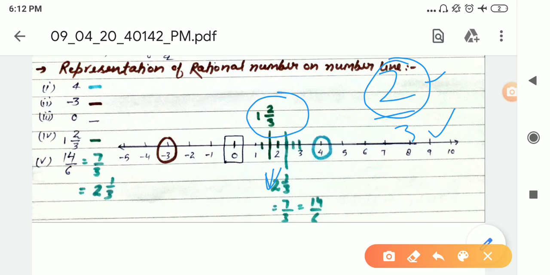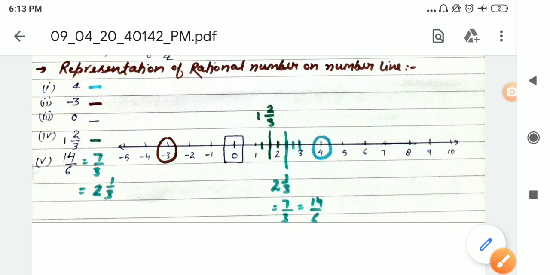You got it all? Let me repeat again. If we are going to represent a mixed fraction, or we can say a rational number which is a positive rational number, then definitely it should be on the right side of 0. And since it is 1 whole 2 by 3, you have to take the whole distance from 0 to 1, and the next distance, which is 1 to 2, you have to divide into 3 equal parts, as I have divided, you can see in the figure, and you have to take the second part. So this point is representing 1 whole 2 by 3.